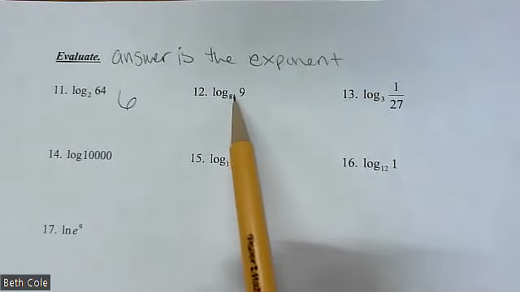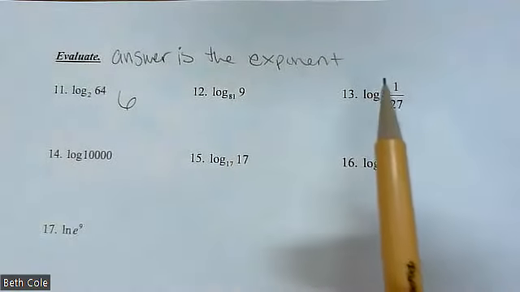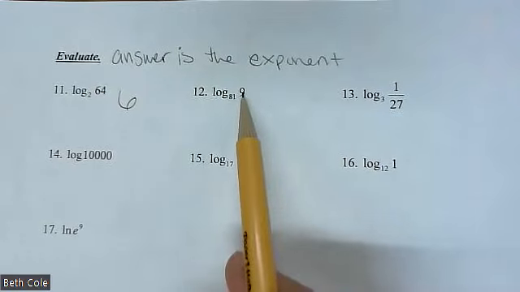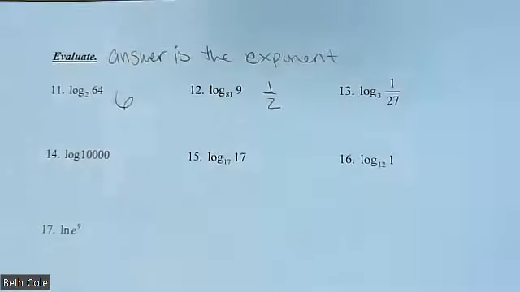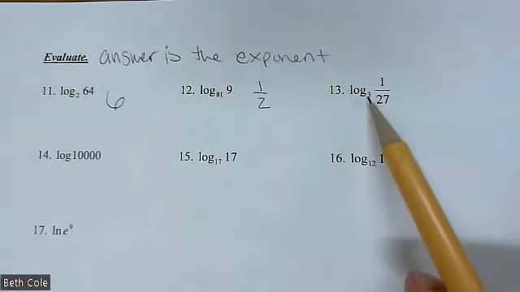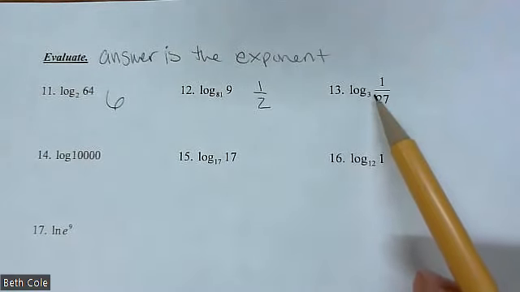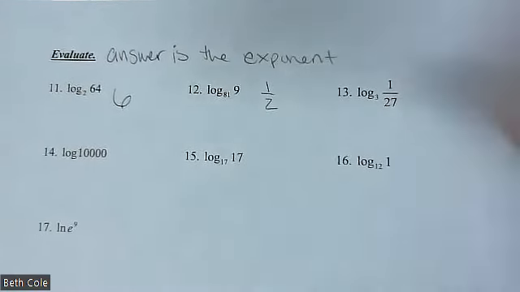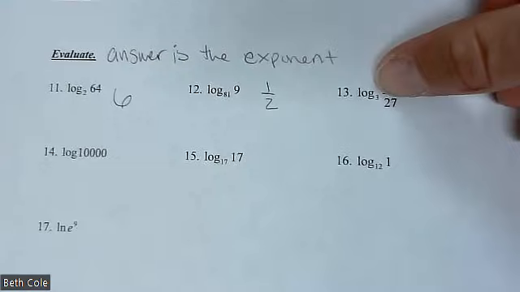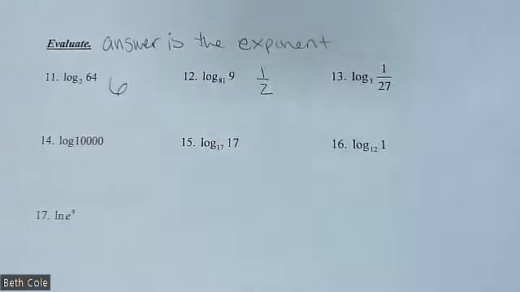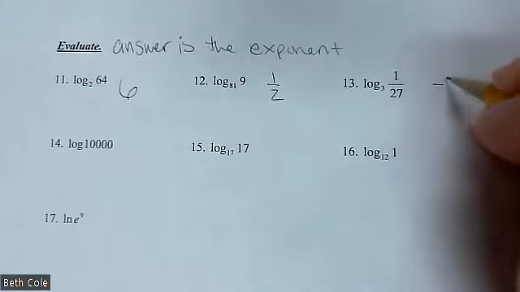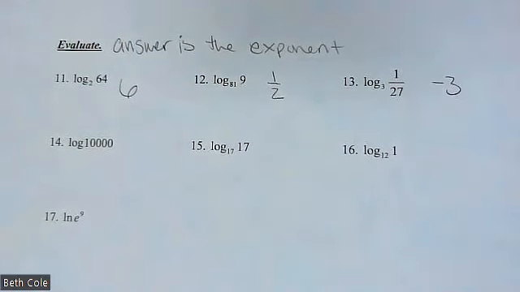All right. This is asking you 81 to what power will give you 9. Well, it's a square root, so good, 1/2. This is asking you 3 to what power gives you 1/27. Pretend it's a 27 real quick. 3 to what power gives you 27? Be 3, but to flip it, it'll be -3. The negatives are what flip it over.